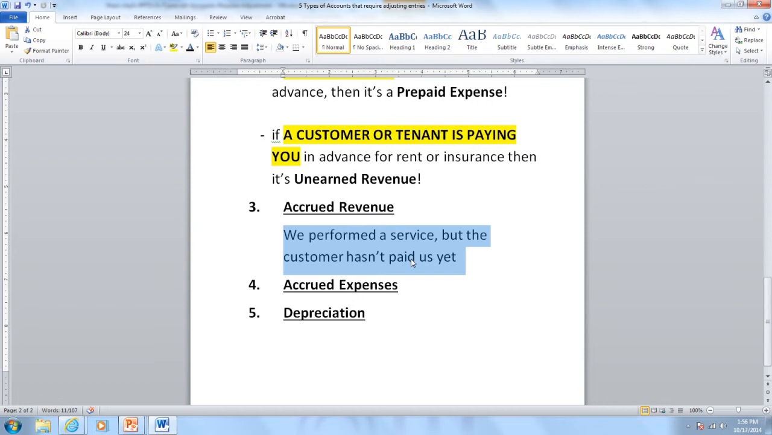So what we have to do as bookkeepers is look at our invoices and look at what services we have performed from October 16th until October 31st that we haven't billed out to our customers yet. And that's what goes in accrued revenue. Accrued means gathered or collected. So we've collected or performed all this revenue, but our customers don't even know that they owe us the money yet. So it's revenue that we finished, but we haven't been paid for it yet.